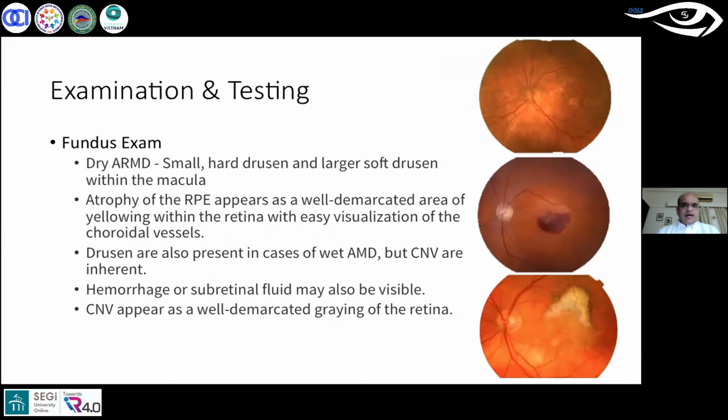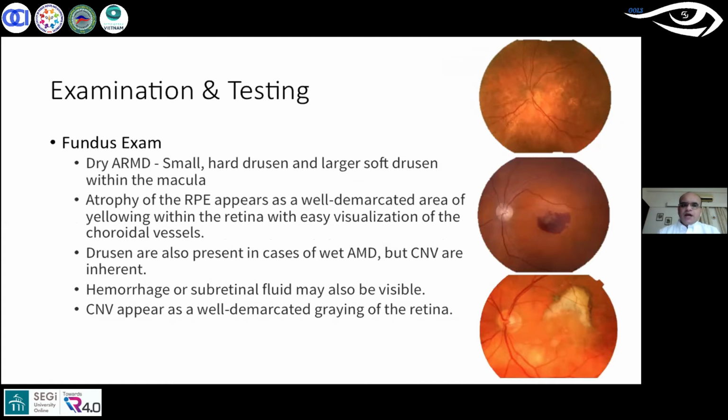A fundus exam is also very, very important. There's absolutely no giving up on a fundus exam. It's a very good idea to document the presence of drusen. The best way obviously is a fundus photograph. So yes, that's correct. A fundus photograph is one of the major ways of documenting and following up these patients.